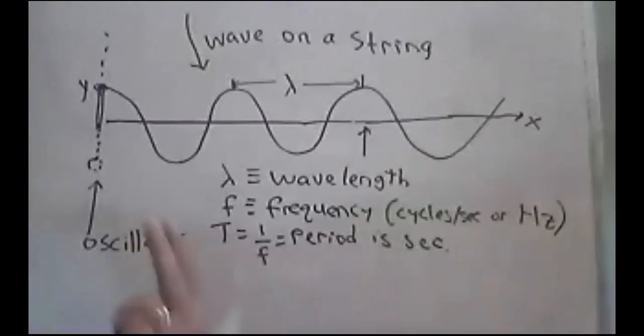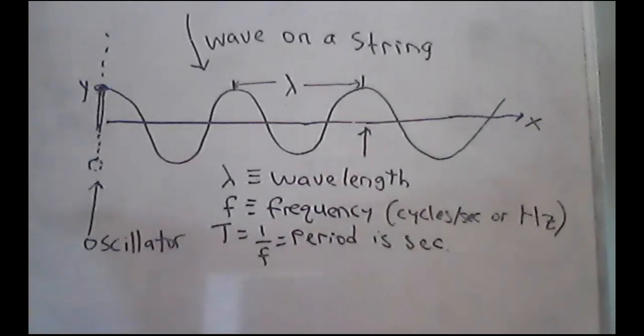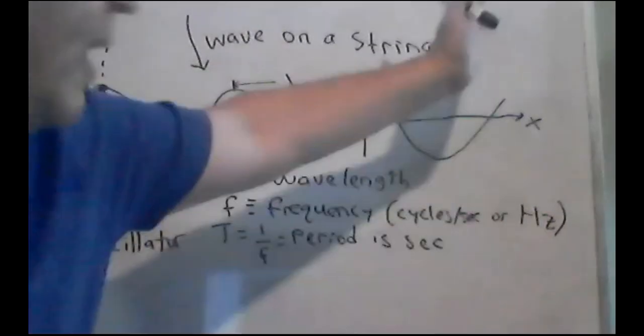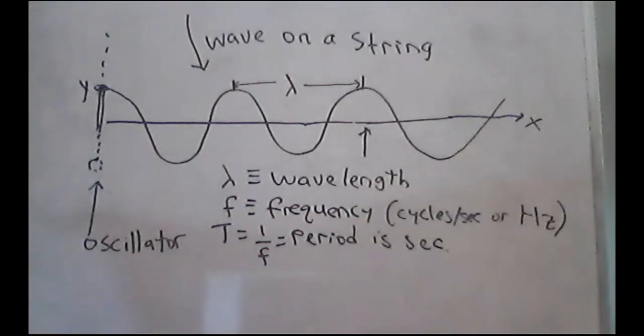You have an oscillator going back and forth, and you'd be creating waves in the string. In fact, you'd be creating what we call standing waves. Now in tonight's lab, we're gonna allow for there to be a free end. So we're gonna allow the wave to go on forever.